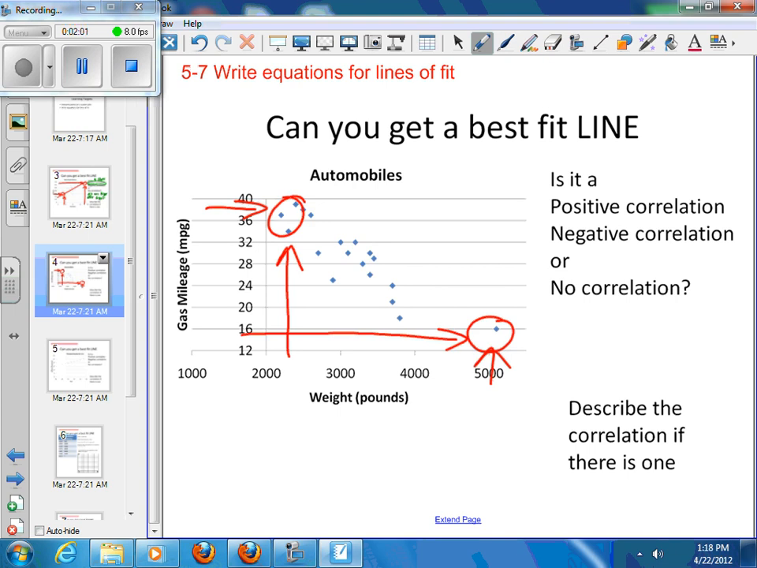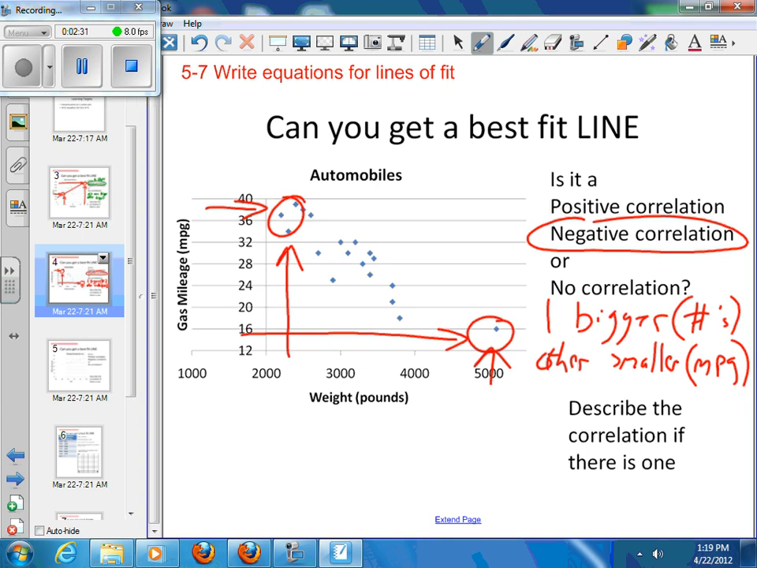So as one gets bigger, the weight in pounds, the other is smaller, and that's going to be your miles per gallon. So as your pounds get bigger, your miles per gallon gets smaller. We call that a negative correlation. And this is a negative slope on our data. And again, you can see the data kind of goes in a linear fashion. I can draw a line right through there, and all of my points are going to stay close to that line, and my slope is going to be negative.